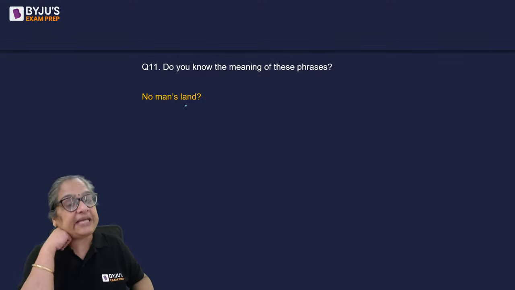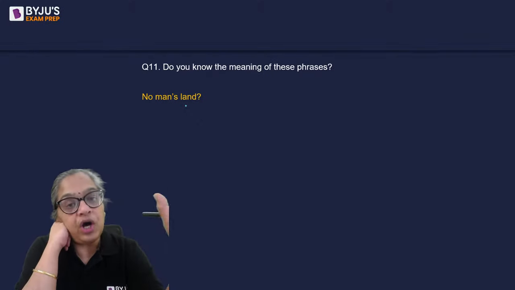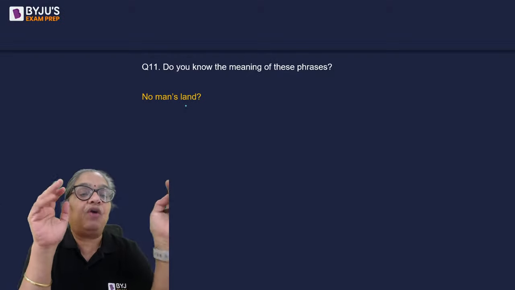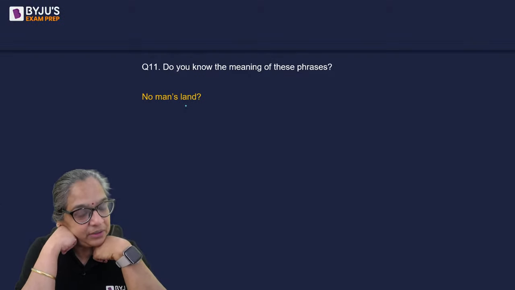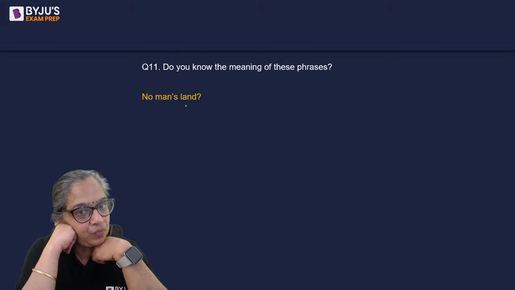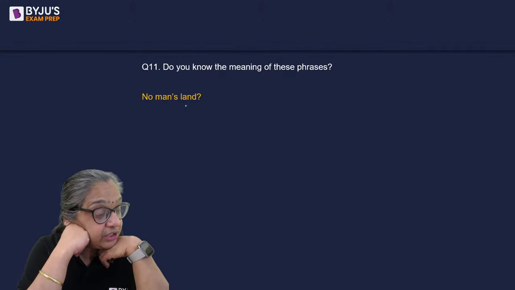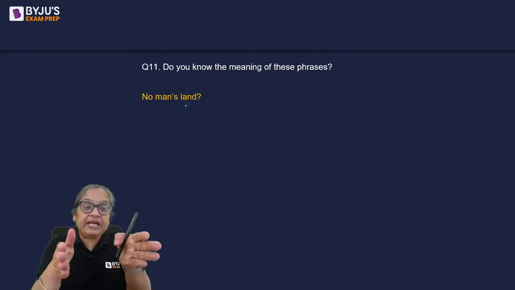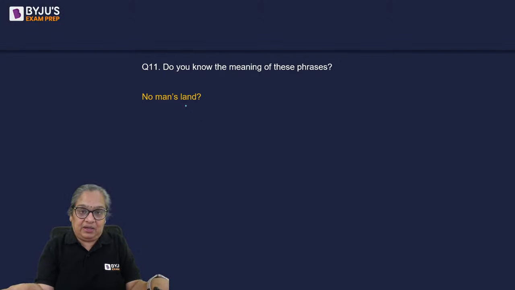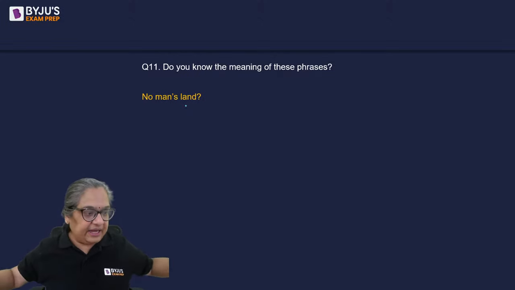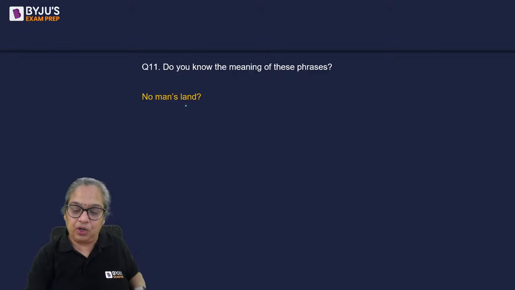No man's land. In war, or when there are two countries, you often come across this expression, no man's land. What is no man's land? What territory or area is called the no man's land? The empty region between two enemy regions, or the empty area between two enemy trenches. Here you'll have India, here you'll have Pakistan. There'll be a certain area which belongs to neither. That's called no man's land.